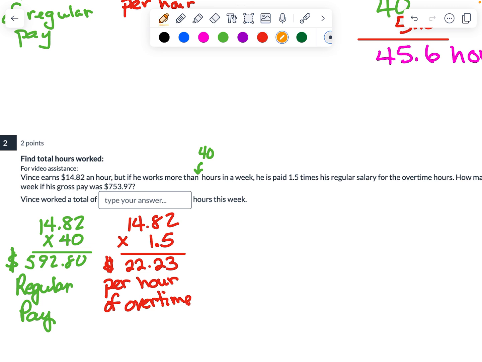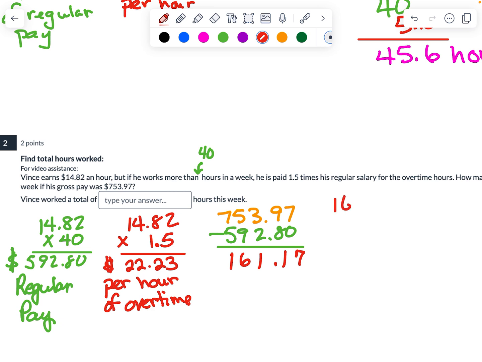And he makes a total of $753.97. We're going to take out what he makes for his regular pay, $592.80, and find out that his overtime pay is $161.17. So we have, sorry, 22.23x equaling 161.17.